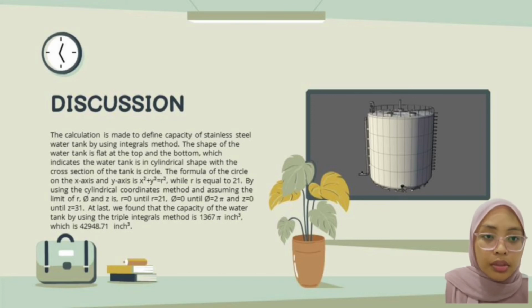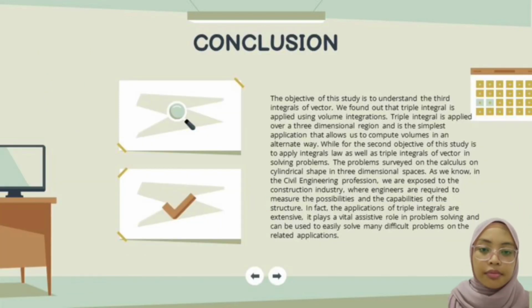By using the cylindrical coordinates method and assuming the limits of r, theta and z are r equals 0 until r equals 21, theta equals 0 until theta equals 2 pi, and z equals 0 until z equals 31. At last, we found that the capacity of the water tank by using the triple integrals method is 13671 pi inch cubic, which is 42948.71 inch cubic.